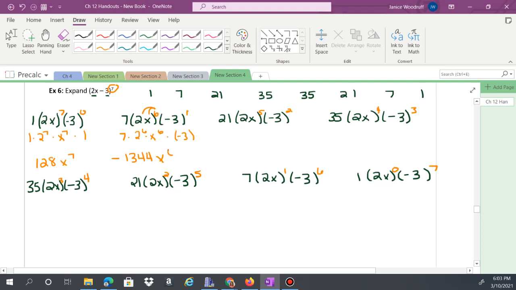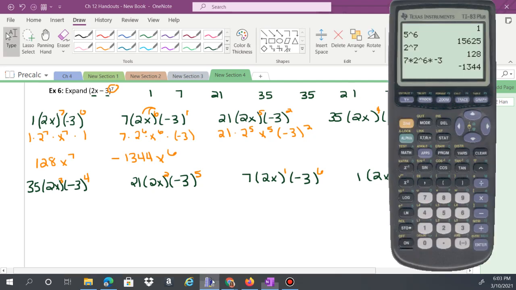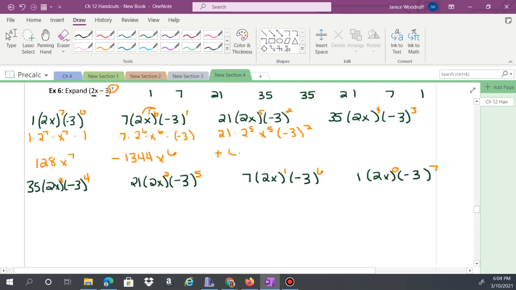And then x to the 6th. Then you got 21 times 2 to the 5th, x to the 5th, times negative 3 squared. So 21 times 2 to the 5th times negative 3 squared would be positive 9. That's going to give us a positive 6,048 x to the 5th.